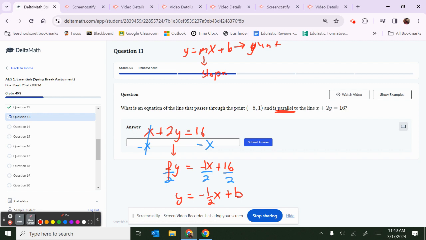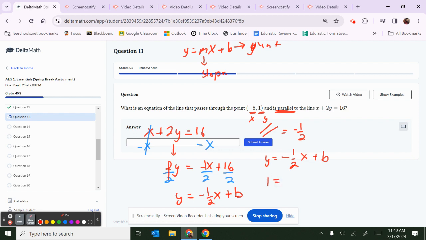So now we're gonna do the parallel. So parallel are lines that look like this. Parallel means that your slope stays the same. So again, our negative 1/2 stays the same. We don't need to do anything. So we have y equal negative 1/2 x plus b. Now replace my x's and my y's. So my x is negative 5, my y is 1.